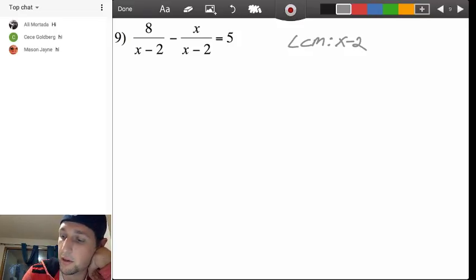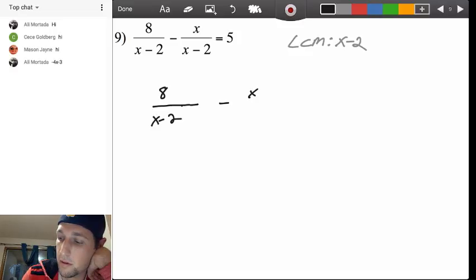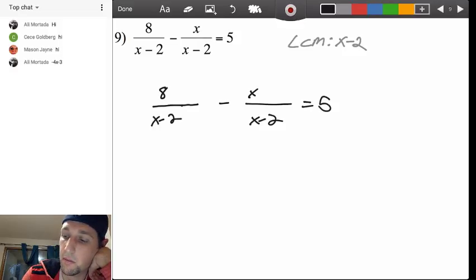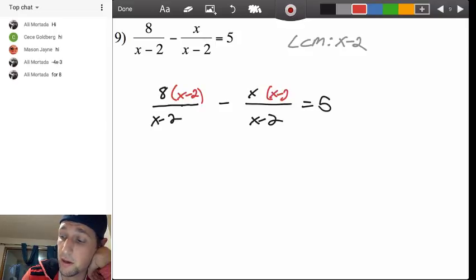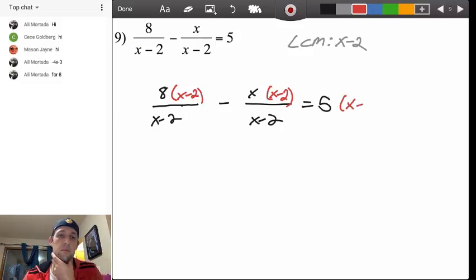What you're going to do is this. I'm going to try to color code this a little bit. I'm going to rewrite my original problem in black, and then in red, I'm going to show you what I'm going to do. I'm multiplying each of my numerators, just numerators only, by x minus 2.